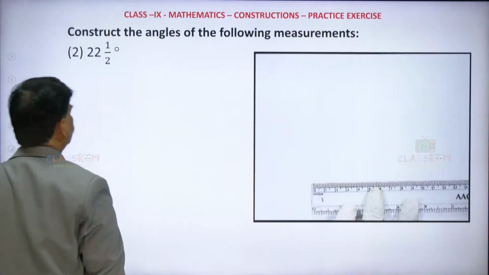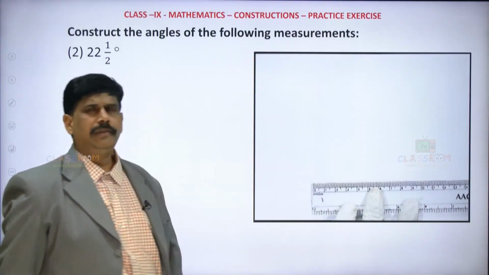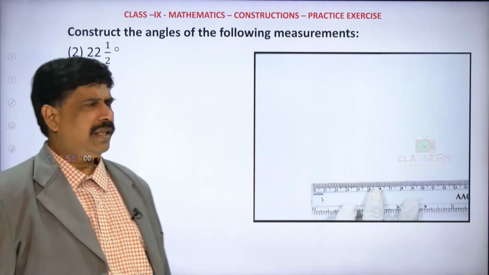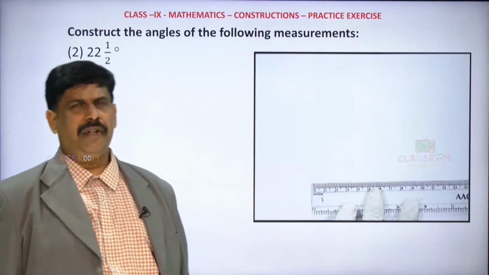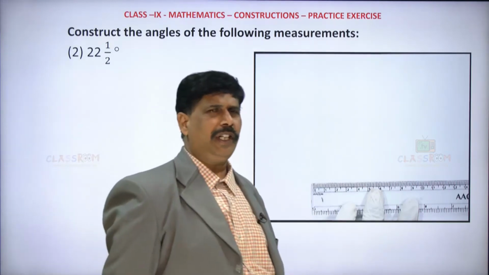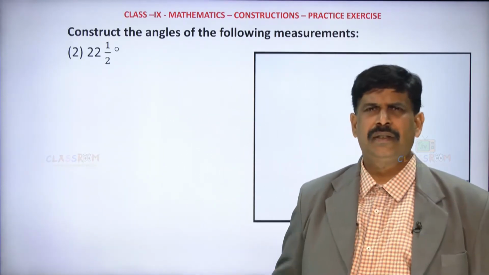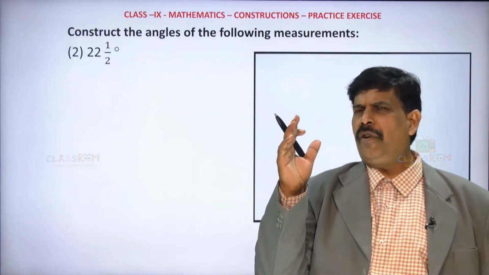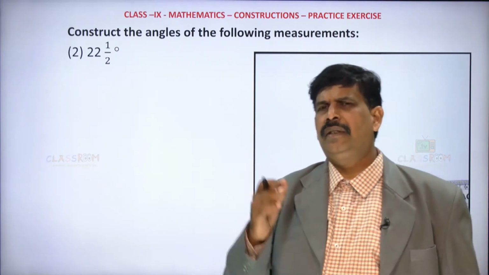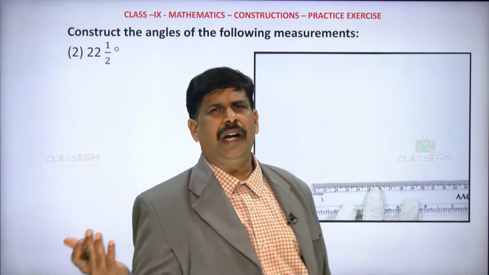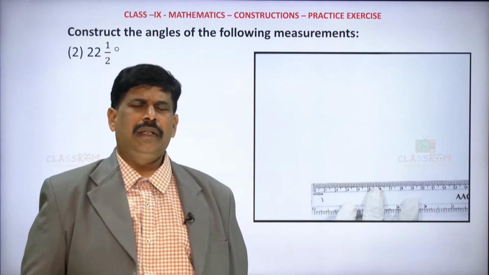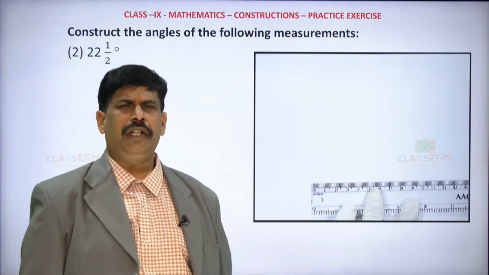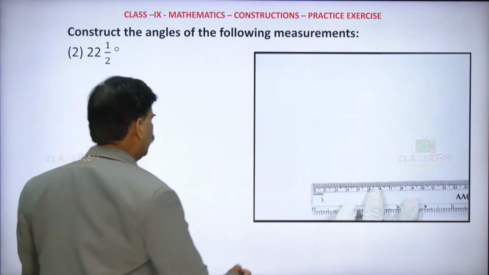See the next one here. Construct angle 22.5 degrees. So how do we construct 22.5 degrees? We'll draw 45 first and we'll bisect that 45 so that we will be getting 22.5. The bisector of 45 is 22.5. Let us see now how to draw this.